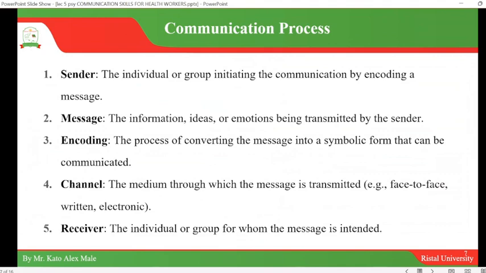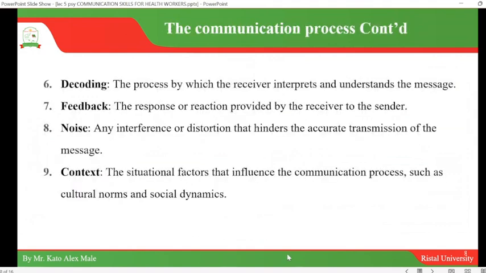The receiver is the individual or group for whom the message is intended. Then the process of decoding is the process by which the receiver interprets and understands the message. And that's how you complete the communication process. The process of interpreting and then understanding that message, that is decoding. When it comes to feedback, it is the response or reaction provided by the receiver to the sender. Feedback is essential because it helps the sender to confirm whether the receiver actually understood the message that they conveyed to them.